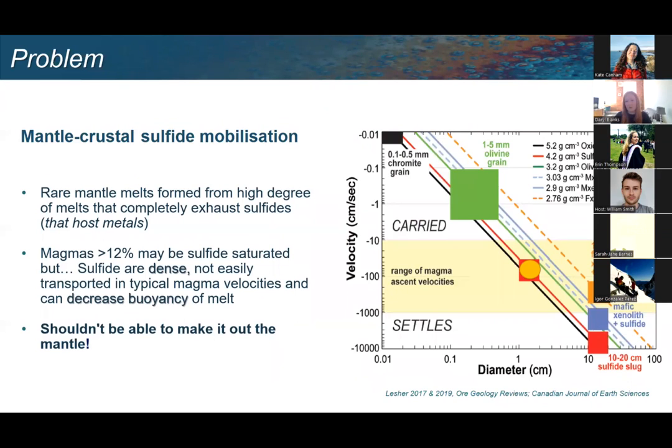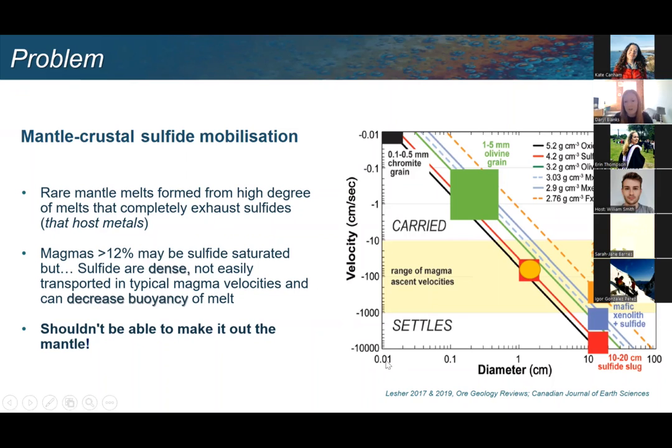So another problem in forming a typical magmatic sulfide: we've got the mantle as a source for most of the metals. However, in these models, we do assume that we need high degrees of partial melting to actually get the sulfides and the metals. However, we rarely see enough melting to completely exhaust the sulfides and the metals. So we're actually retaining a lot of the sulfide and metals in the mantle. And this is a problem because, as mentioned, sulfide is dense, so it's not easily transported.